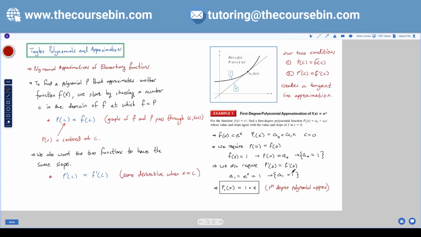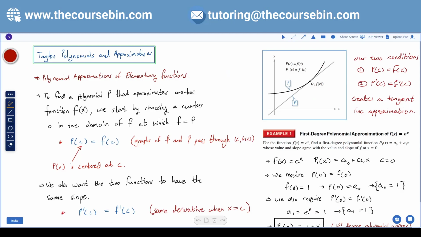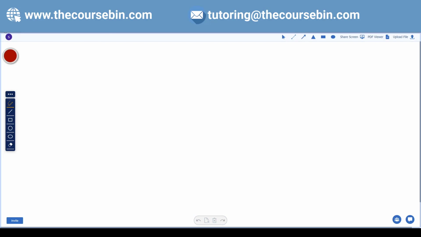Okay, so let's move on to the next thing, because we're going to see that we can extend this to higher derivatives. We're simply requiring that the second derivatives are equal, third derivatives are equal, and so on and so forth. Okay. So now we'll take a look at what a second degree approximation looks like.